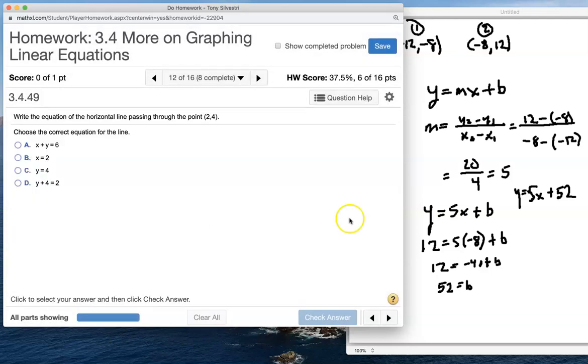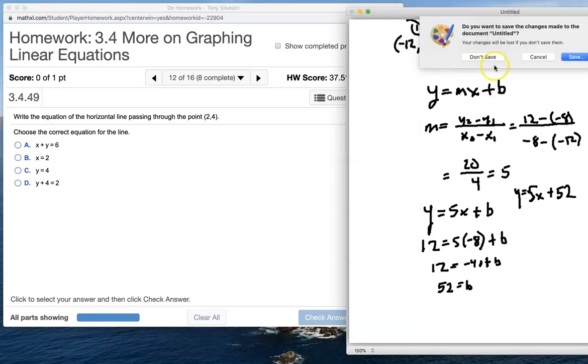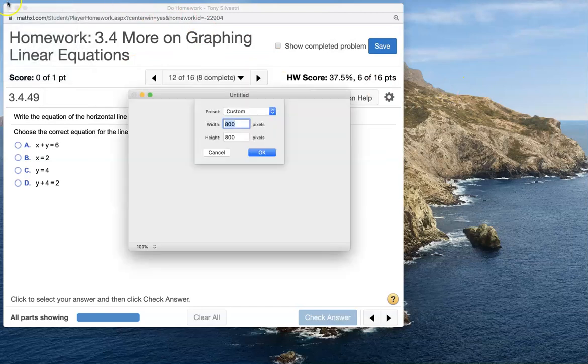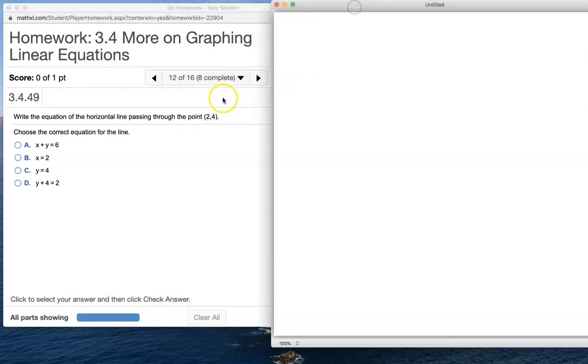Okay, what does this mean? File, new. Okay. Alrighty, let's see, what do we got?